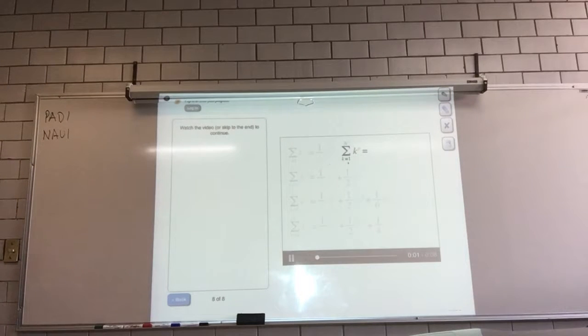Right. This sum is equal to 1 over p plus 1 times n to the p plus 1, plus the terms with lower powers.